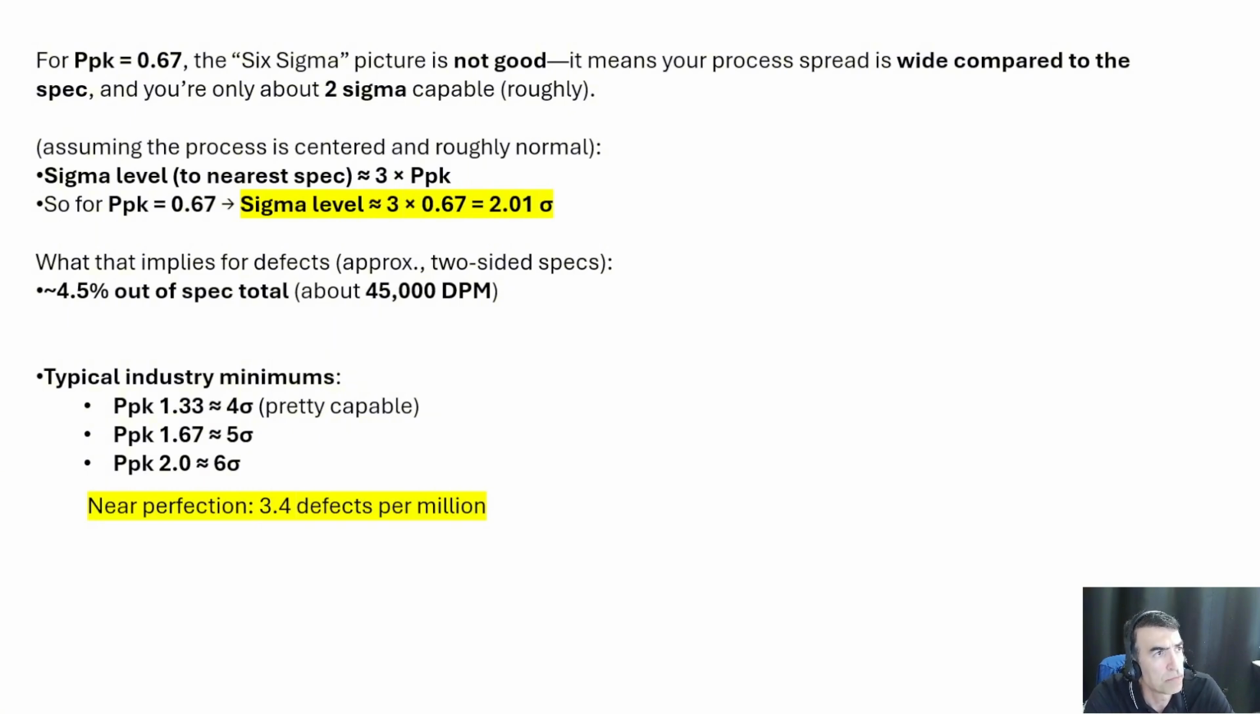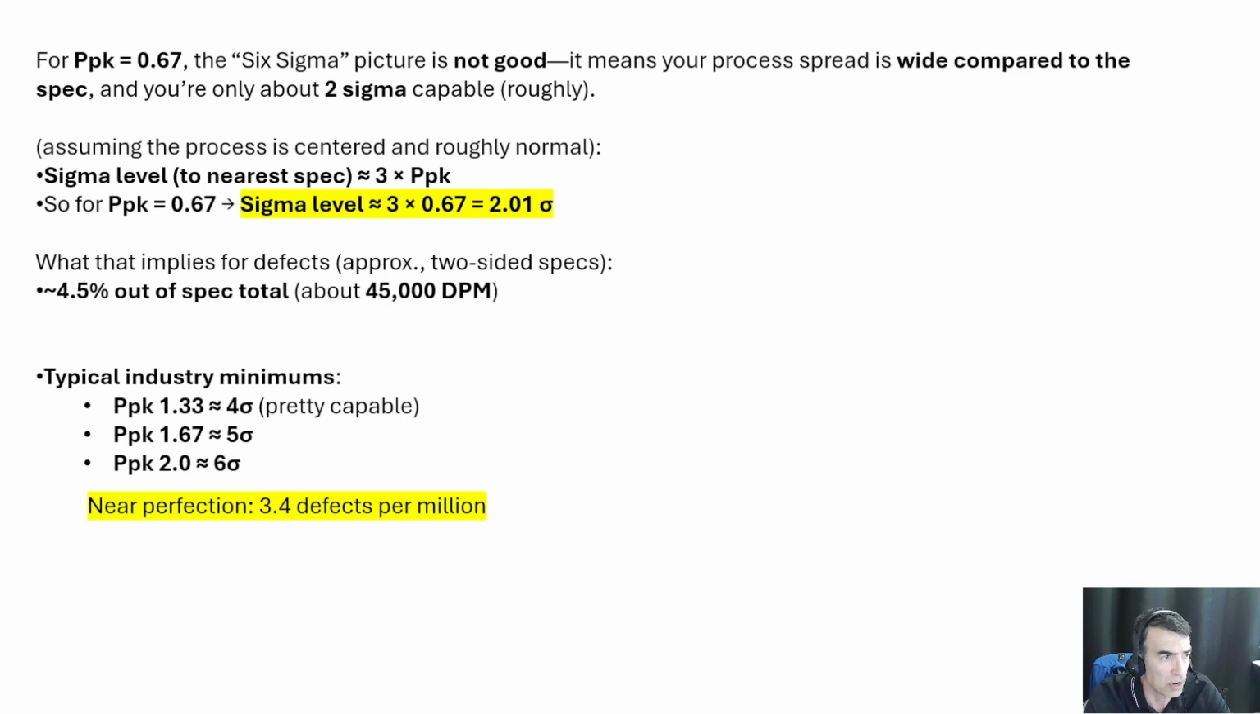A Ppk of 0.67, the picture that we get from that is that the process is not good. It means that the variation is high and the sigma level is about 2. Basically, you multiply your Ppk by 3 and that gives you the sigma level. If you increase your Ppk, a Ppk of 1.3 accounts for a sigma level of 4. That is pretty standard in industry.